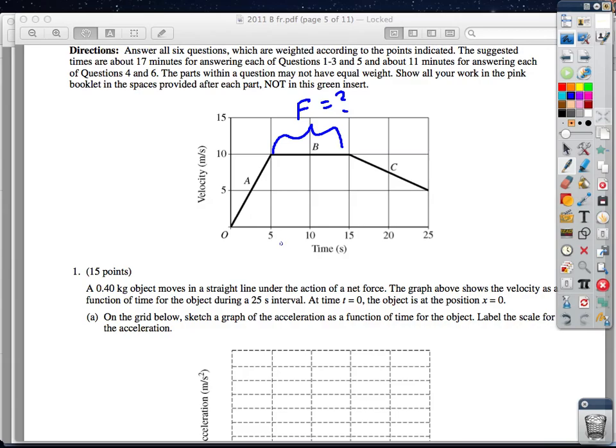So basically what happened is we pushed this object up to 10 meters per second and we just let it go. Now it just slides by itself. So the amount of energy that it had here is exactly the same as the amount of energy it had there. Does that make sense? Okay.